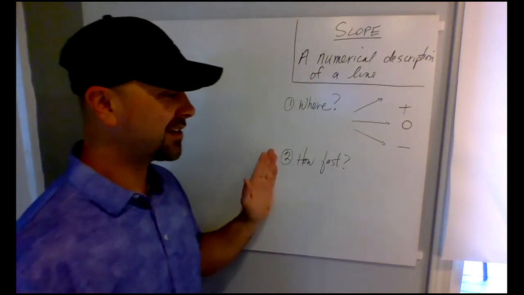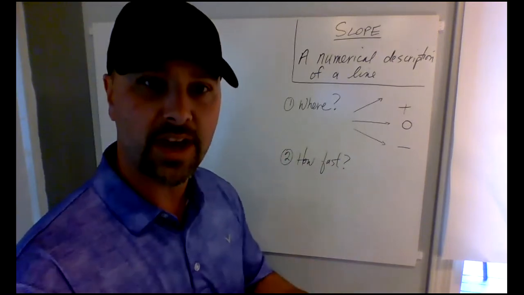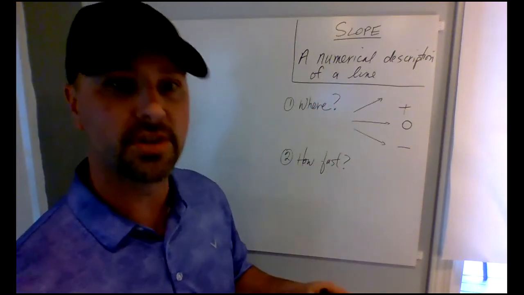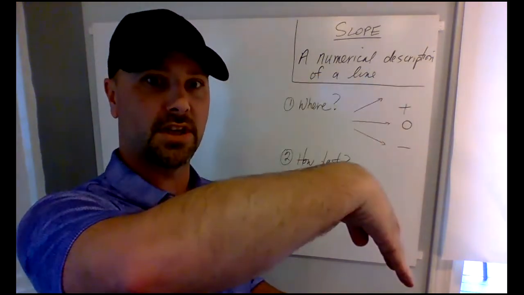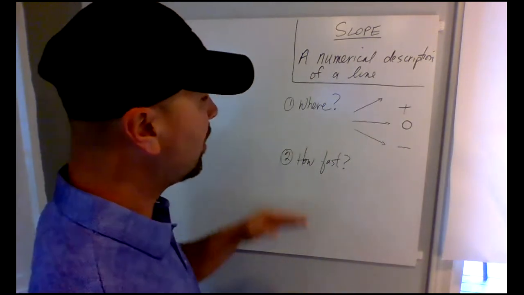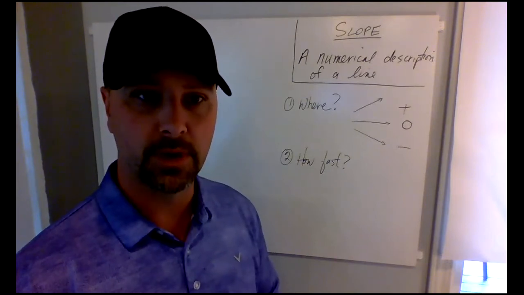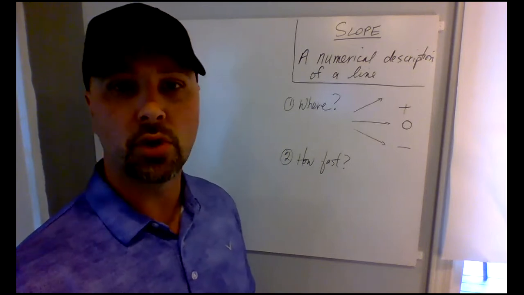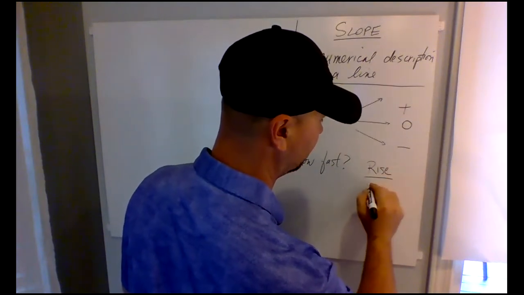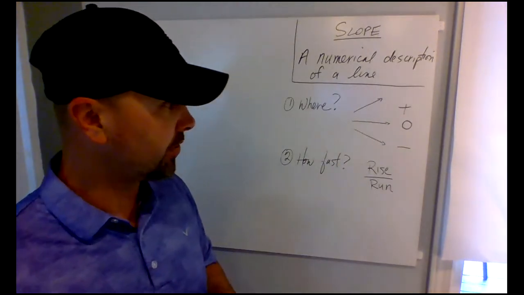The second description for slope is telling how fast the line is moving in that direction. So maybe it's increasing, but there are differences in increasing, right? Just like there are different ski slopes. Some of them are really steep, some are not as steep, but still a ski slope, still dropping. And so we need to describe how fast or how steep the slope is, all right? We do that with something called rise over run. So this is actually our numbers for slope.